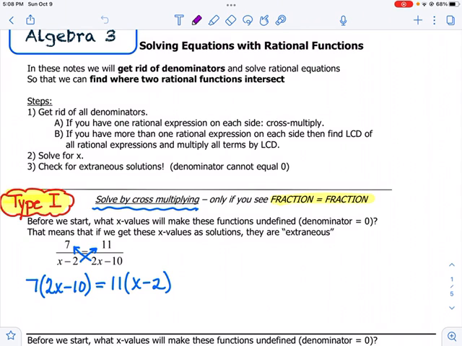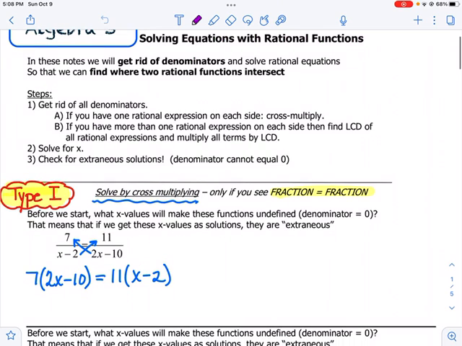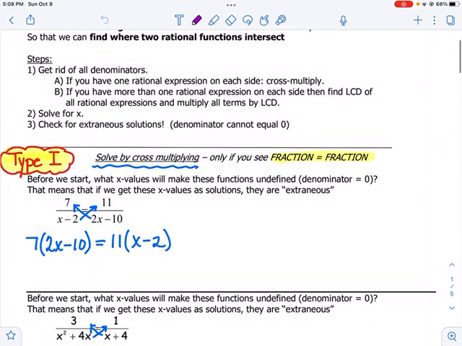Now, the steps are: one, we get rid of the denominators. If you have one rational expression on each side, cross multiply. That's an easy way, and you've done that before. The second one, B, is if you have more than one rational expression on one side, then find the LCD of all rational expressions and multiply all terms by the LCD. That wipes out all of the denominators, and you'll have either a linear or quadratic or some other form of an equation. Then we solve for x and check for extraneous solutions.